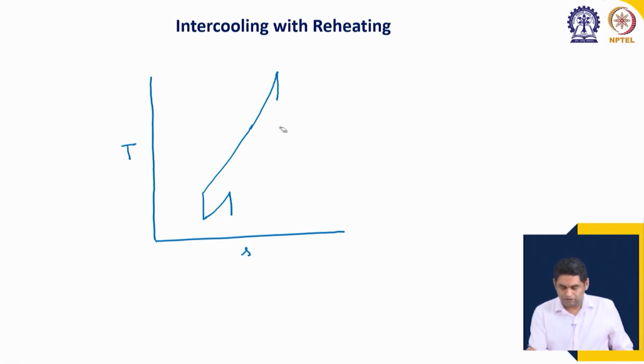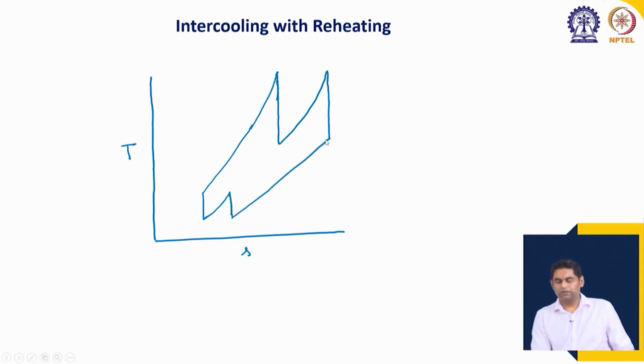Let us draw this part again. Okay. Let us see what are the processes involved. For the intercooling part, it is similar to the intercooled cycle. From 1 to 2 is the low pressure compression, 2 to 3 is the intercooling, or the heat removal at constant pressure. So, this is a constant pressure process.